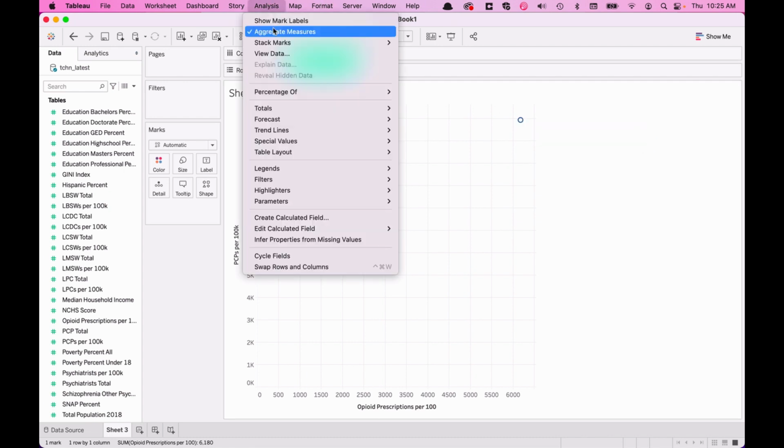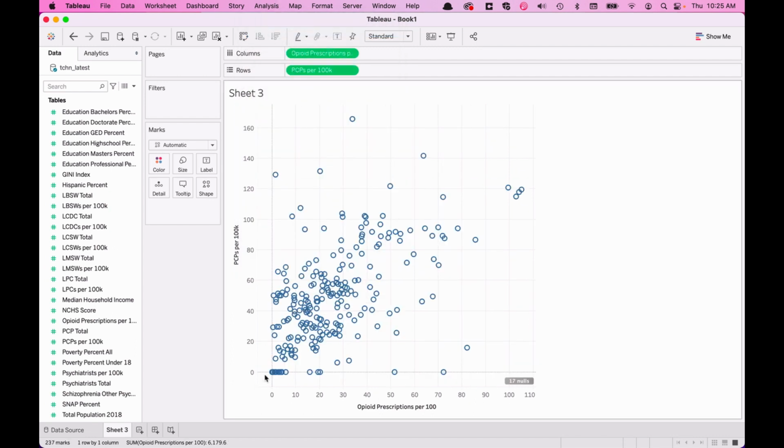So I'm going to come up to analysis, and I'm going to make sure that aggregate measures is unchecked. So now I have 1 point for every row in my data. So each of these is a county, and I'm looking for the rough relationship between them.